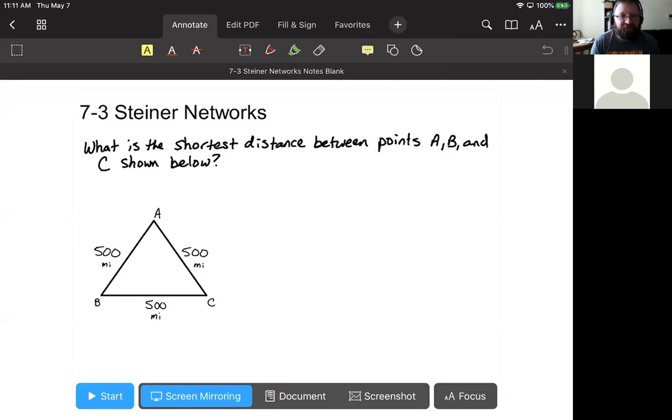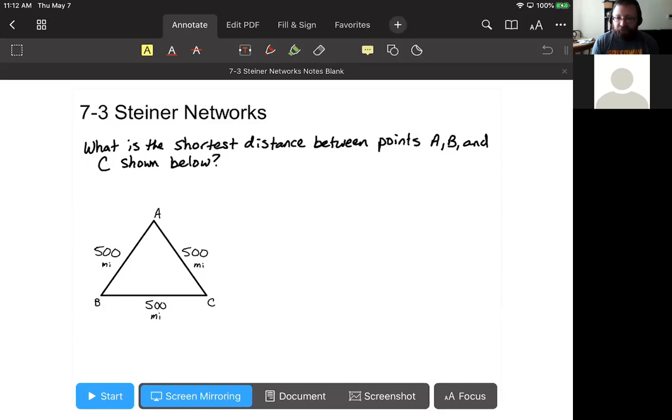So we're talking about the last lesson in the networking graph theory unit, which is covering what are called Steiner networks. And to do that, we're going to talk about a telecommunications system in the middle of the desert. Okay, so in that desert there are three towers: Tower A, Tower B, and Tower C. Those towers are built in an equilateral triangular shape with 500 miles between each of those towers, and they're doing that to cover as much distance as they can.